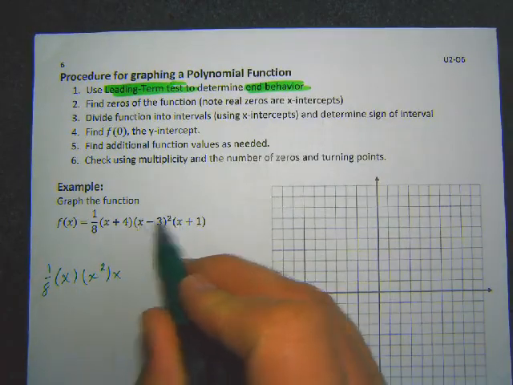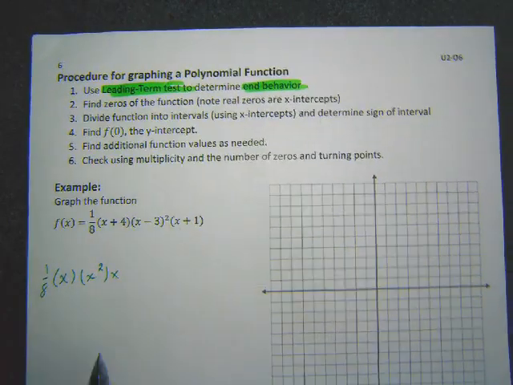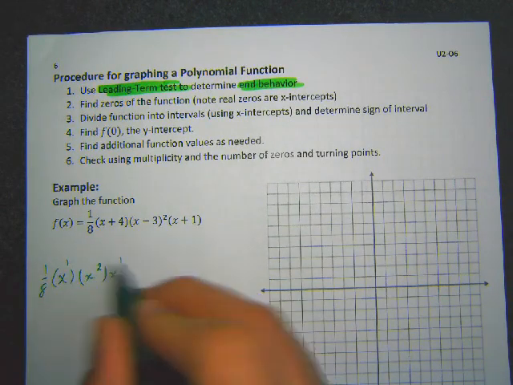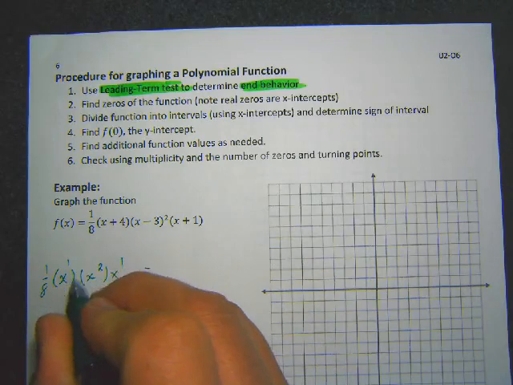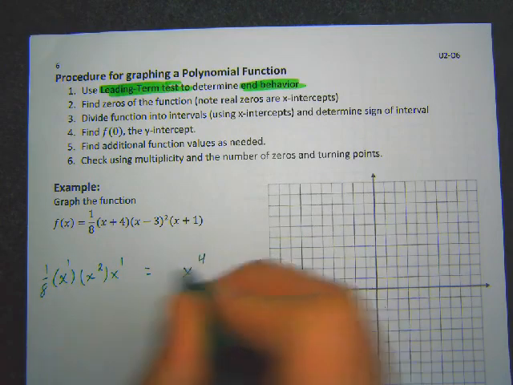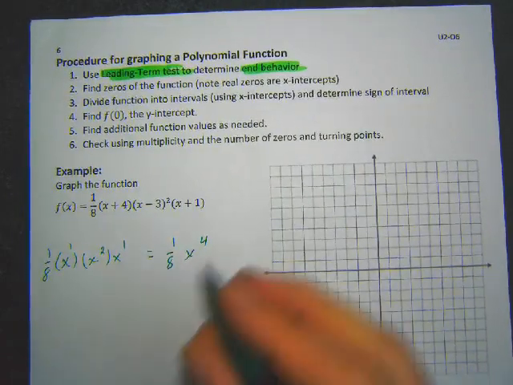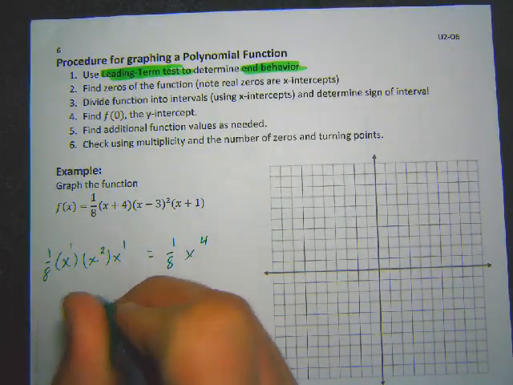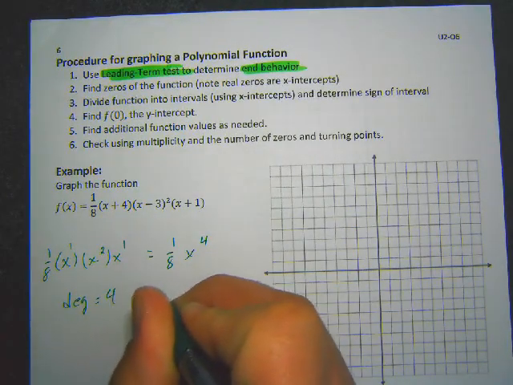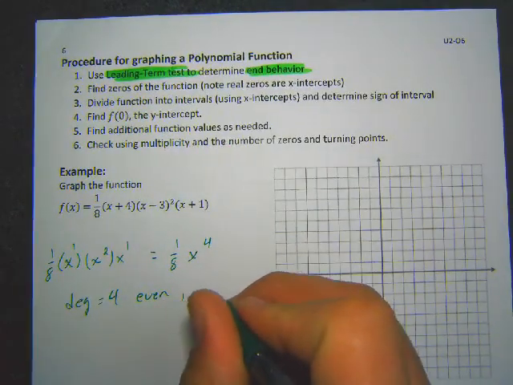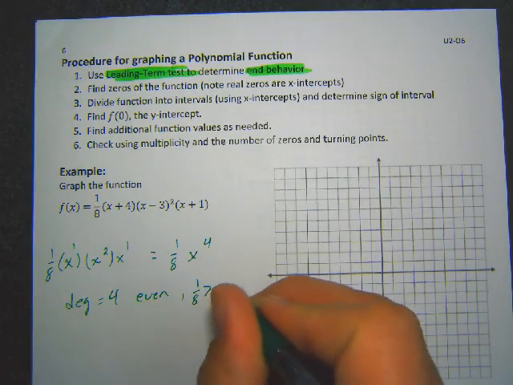And that one is just x squared, because x to the second is x squared. So x times x squared times x, well, that's x to the first and x to the first. You add them up, and you get x to the fourth. And then there's the 1/8 up front. So by the leading term test, the degree equals 4, which is even. And because it's positive and even, 1/8 is bigger than 0.